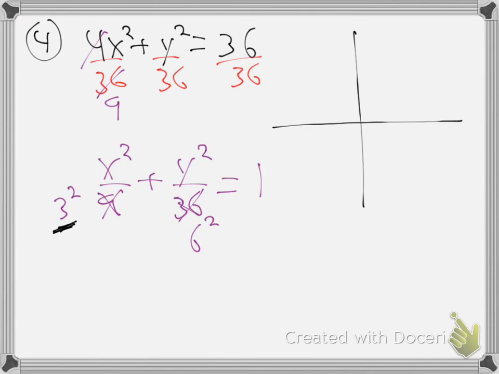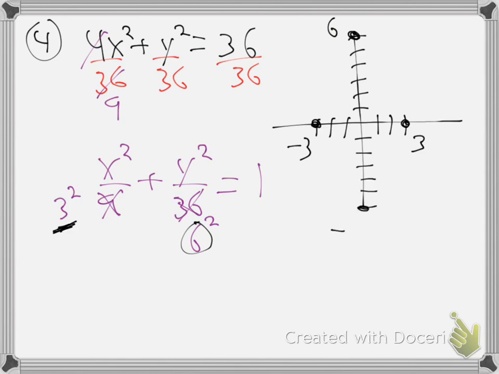So whatever's underneath x, 3, that would mean right 3, left 3. And whatever's underneath y, the 6, that's up down. Up 6. Down 6. We good? So it's taller. It's supposed to be like this.